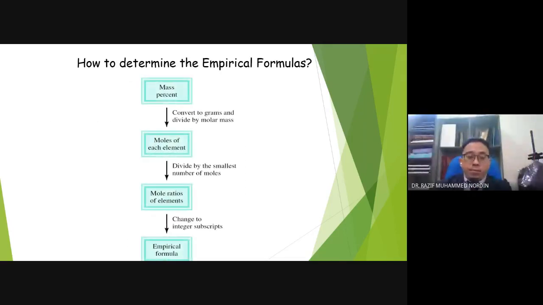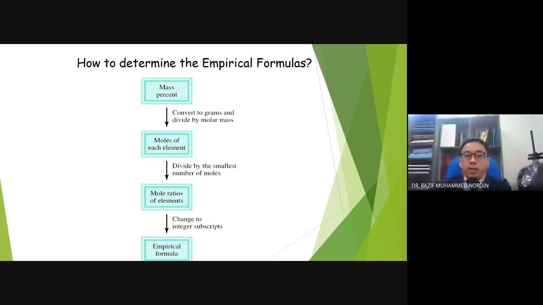Kalau di UiTM ni, peraturan universiti online teaching ni untuk setiap sesi tu paling maksimum 2 jam sahaja. Itu maksimum yang kita boleh buat untuk mengelakkan masalah mata kepada student dan konsentrasi kepada student lah.